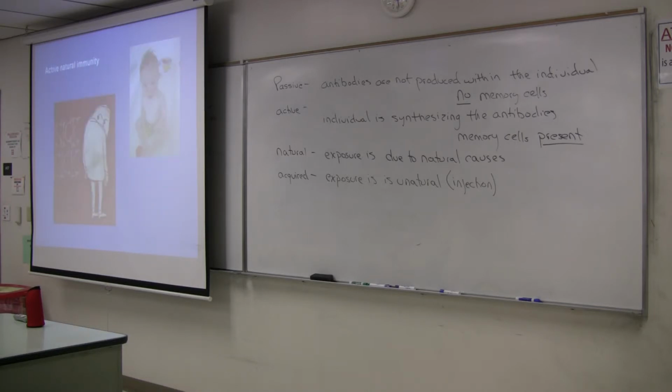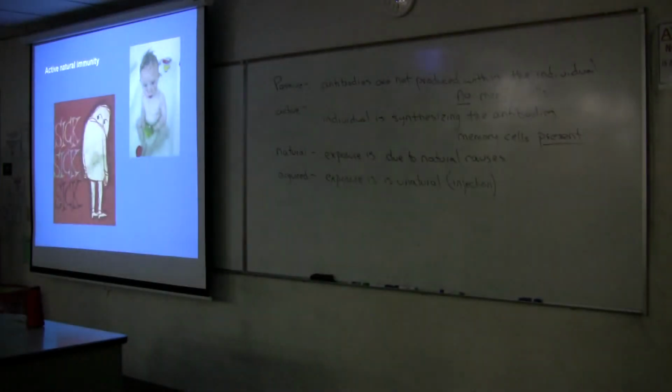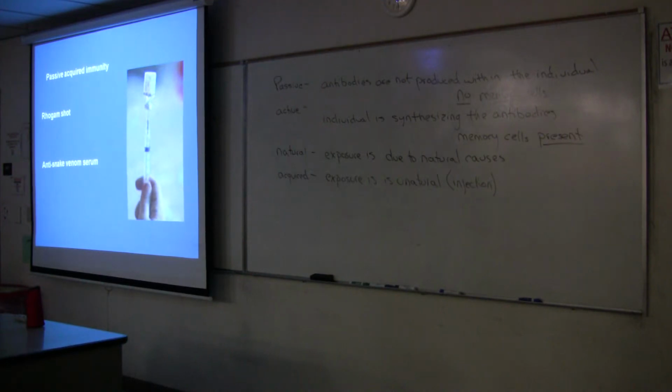Okay, active natural immunity. So here's a little baby. I turn the lights off, has chicken pox. It's not a little baby, but a toddler. Oh, a particular type of antibody? Yes. It's usually IgG.